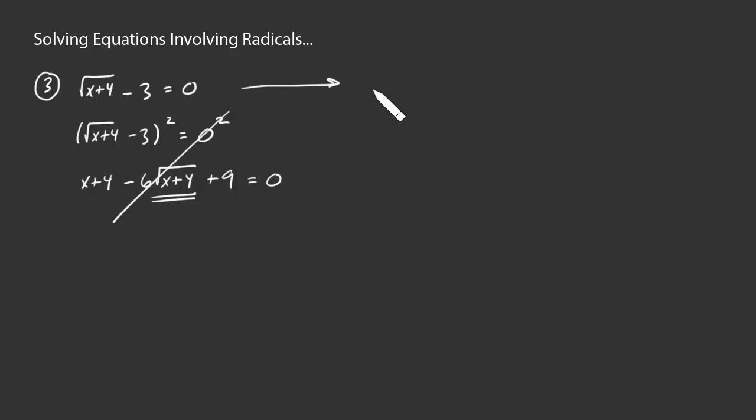Instead, let's isolate the square root on one side. So we just add 3 to both sides here. Now it's all by its lonesome. Now, if you want to square both sides, that square root does indeed go away because you don't have this middle term popping up. So we have x plus 4 equals 9. And then, of course, subtracting 4 from both sides, we get x equals 5.